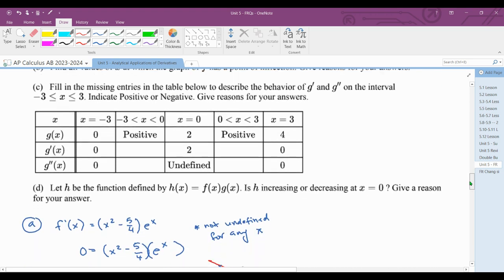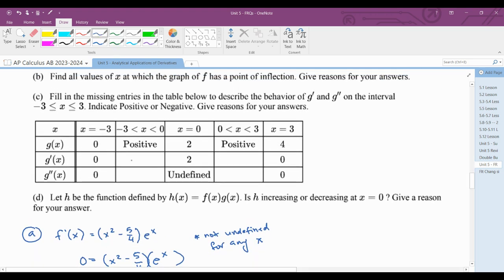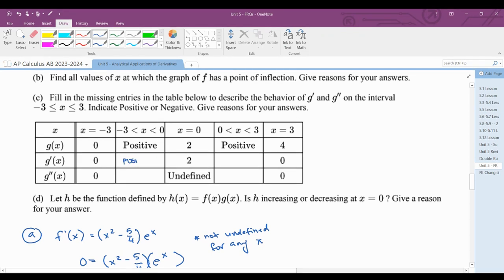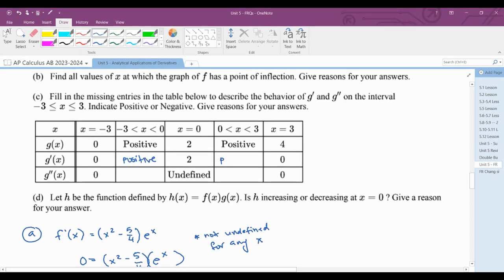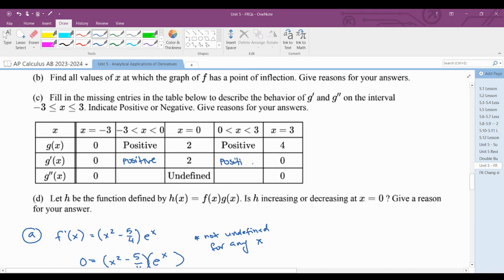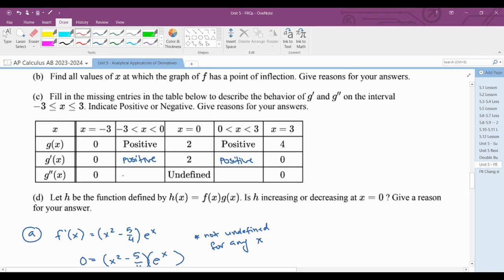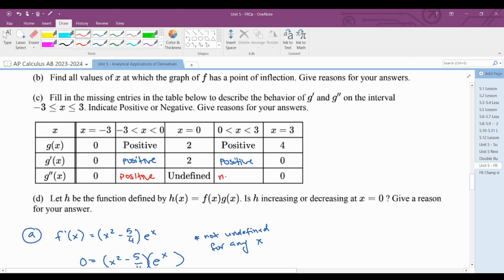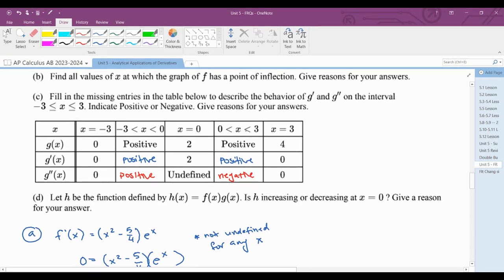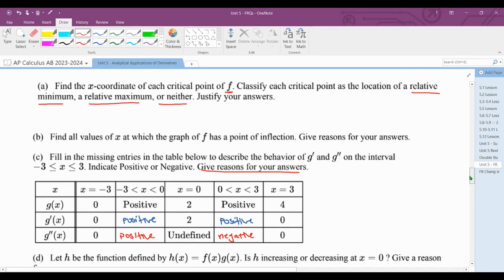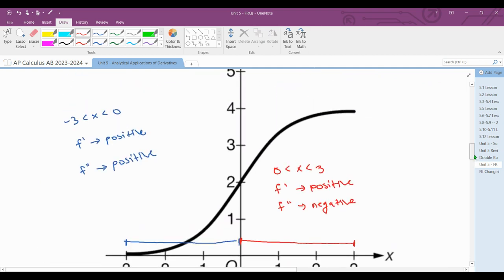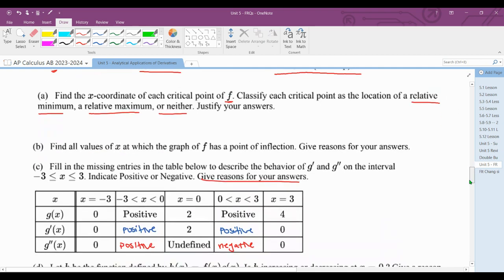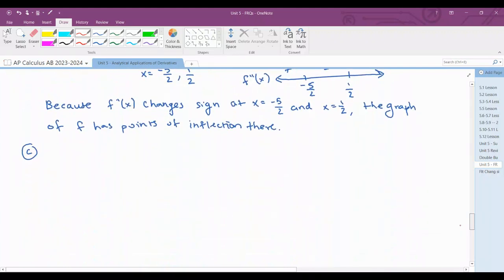So here, if they were to actually give you this problem, you could fill in the table. So here it'd be positive, positive. I know you can't really do this in AP Classroom, or maybe not, I'm not sure. And then here it's going to be positive again for your second derivative, and then negative as well. And so notice that it says give reasons for your answers. Unfortunately, the work that I did right here isn't quite formal, so you just have to write it out. And I'll do that right here.